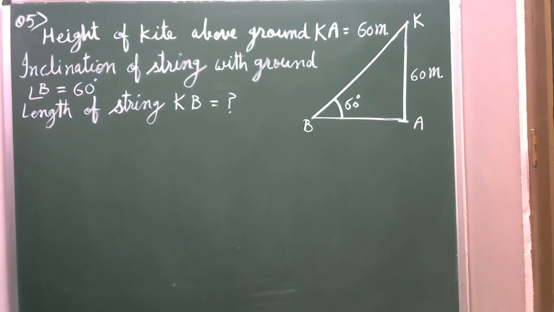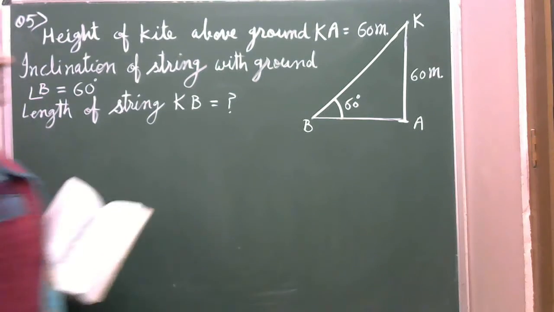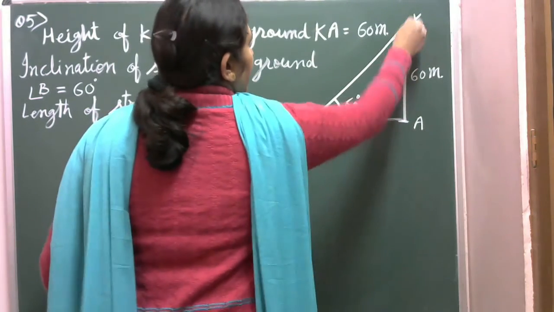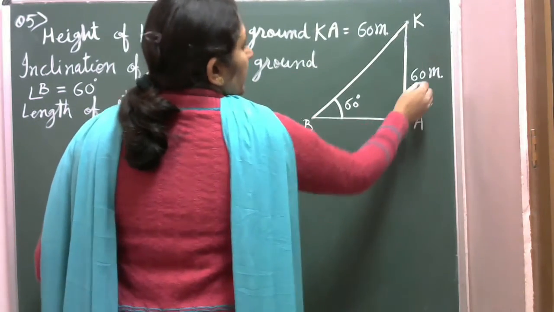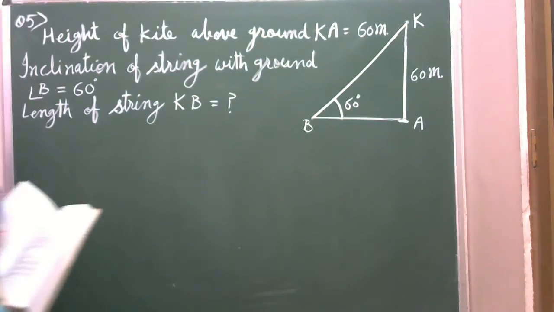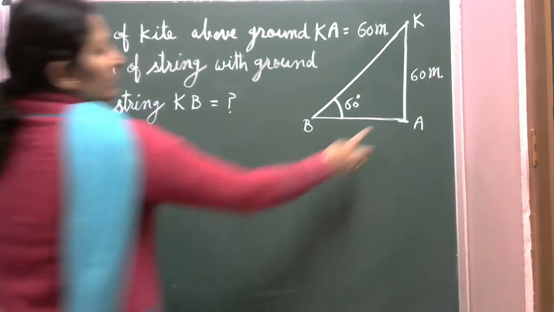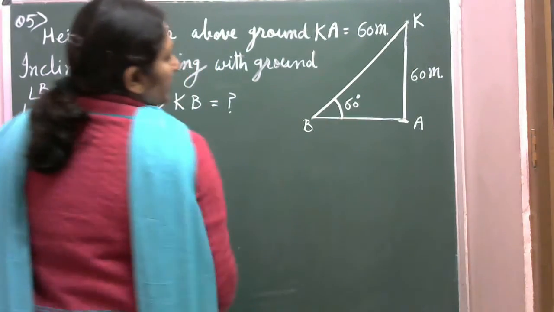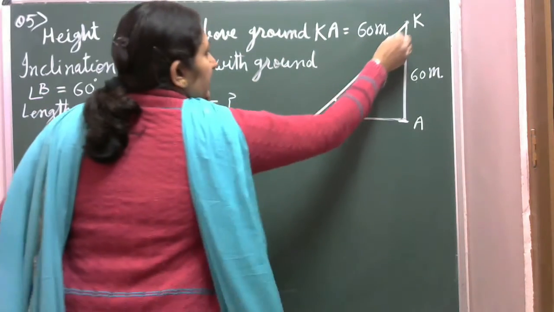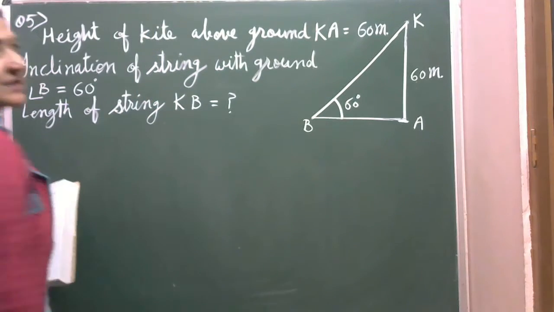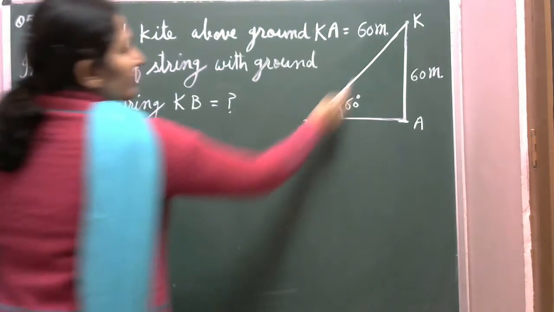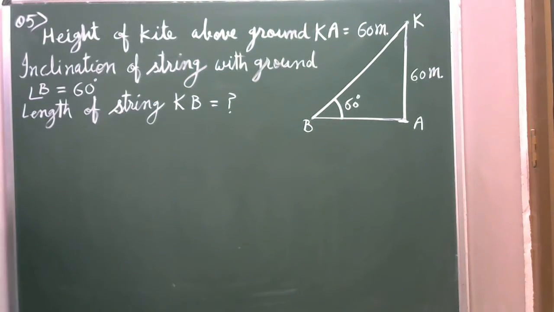So here, question number 5. Again, read the statement. You are given a kite is flying above the ground. Let KA is the height of the kite. It is given that it is 60 meter. Kite is above the ground 60 meter. And KB is the string without any slack. इसमें कोई twist नहीं है, बिल्कुल straight है the string KB.